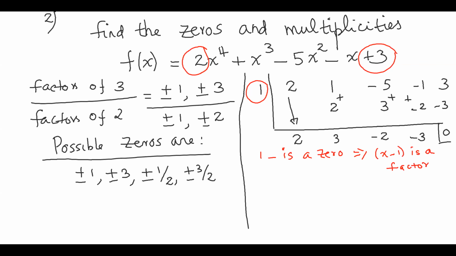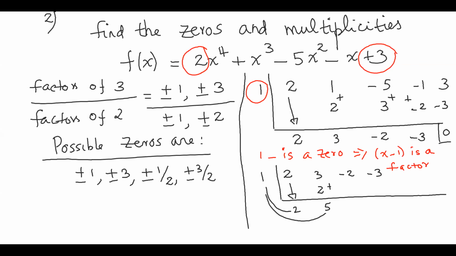Now I'm going to check 1 again because the multiplicity might be 2. So you take the last one, the answer, you don't have to go to the original problem. So divide this again by 1, because we already did the original problem. So you don't have to check again. 5 minus 2 is 3. 3 times 1. So again, I'm getting 1 as a 0.